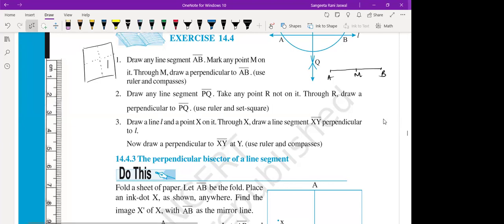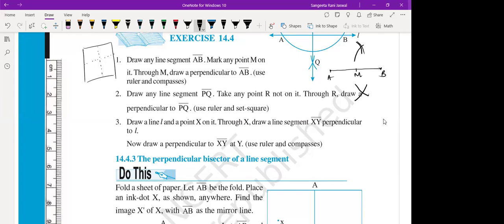So this is what I am trying to say. You have to make a perpendicular on the line at M. Now first you construct line AB. Then take a point M on it. Now open your compass to a measurement more than MB. Keep your pointer at B and make an arc up and also down, below the line. And with the same compass measurement, keep your pointer at A and cut these arcs like this. Make arcs from this side also.